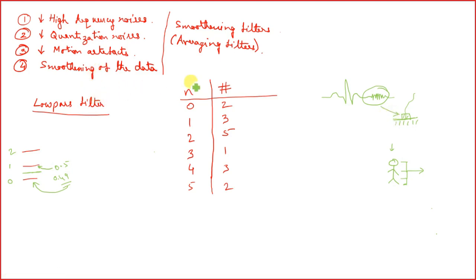Then smoothing of the data is somewhat related with what we'll be discussing over here. So we will see how it can smoothen out the data. And another important point is that there is something called power line interference. It can also help in reducing the power line interference signals.